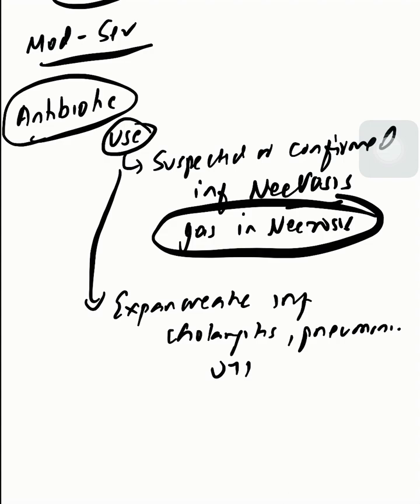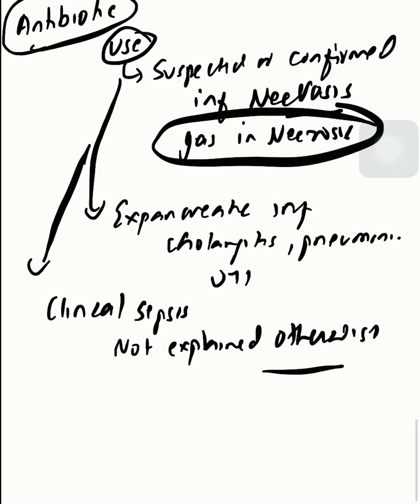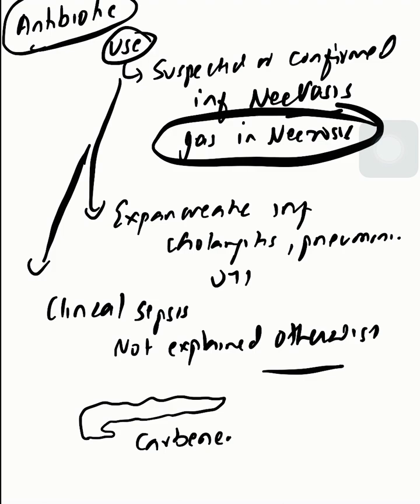If we suspect infected necrosis, then we give antibiotics, or if there is clinical sepsis which is not otherwise explained, then we give antibiotics. Other than these three indications, we do not give antibiotics. And if we use antibiotics for pancreatitis, we use an antibiotic which will penetrate the pancreas. This can be carbapenems, imipenem or meropenem only.